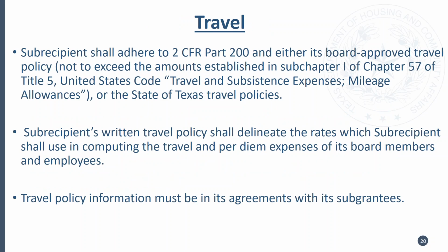So this is for travel, and this slide is for your travel, for staff's travel. It's not for client travel. Subrecipient shall adhere to CFR Part 200. See, you'll be hearing that a lot. On its board-approved travel policy. Subrecipient's written travel policy shall delineate the rates which subrecipients shall use in computing the travel and per diem expenses. And as I mentioned earlier, travel policy information must be in agreement with subgrantees. This is one of the sections that you will need to carry over to any subawardees.